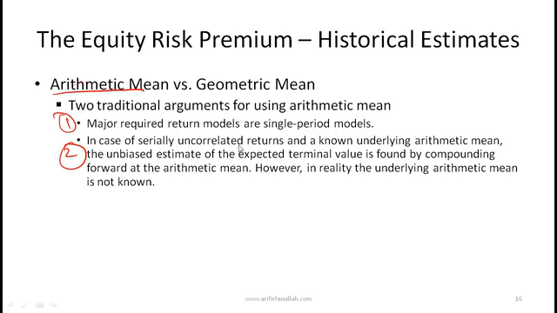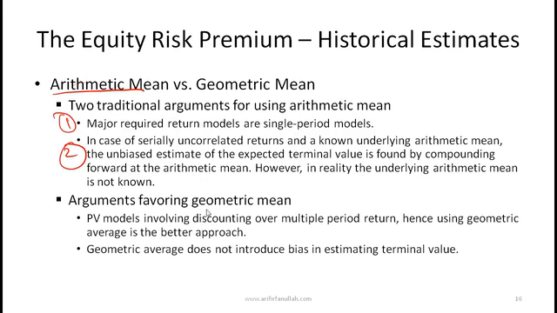In case of serially uncorrelated returns and a known underlying arithmetic mean, the unbiased estimate of the expected terminal value is found by compounding forward at the arithmetic mean. So that's an argument. Don't worry too much about exactly what all this means. But in reality, the underlying arithmetic mean is not known, so that's against this. What you are supposed to use, or what is generally recommended, is the geometric mean.